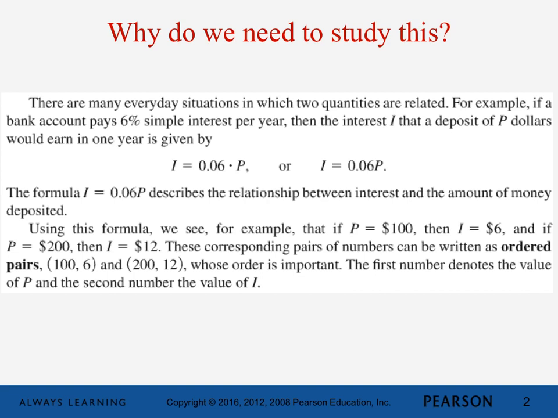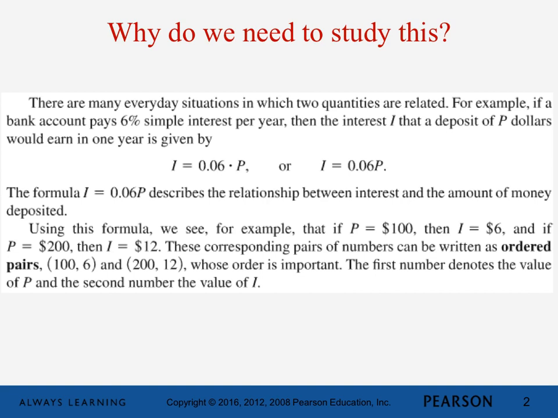And the formula I equals 0.06P describes the relationship between the interest and the amount of money deposited. And if you deposit more money, then of course you would earn more interest. Using this formula, we'll see that if P is equal to $100, then I is going to be $6 because 6% of $100 is $6. And if P is $200, then the amount of interest you would earn in a year would be $12.